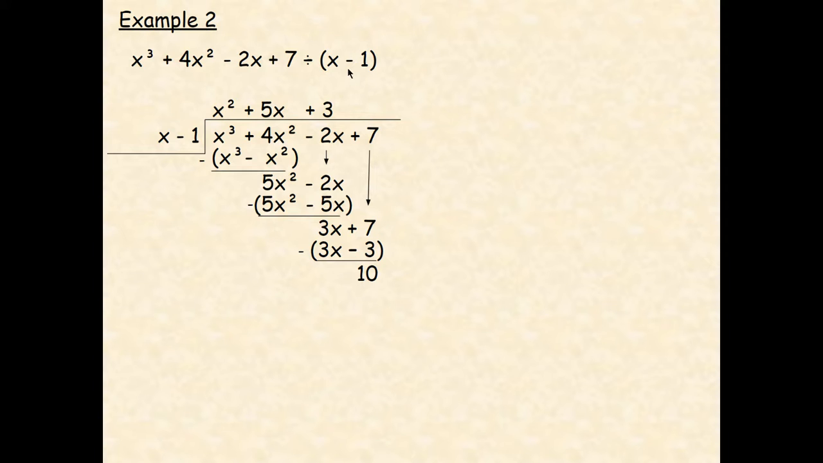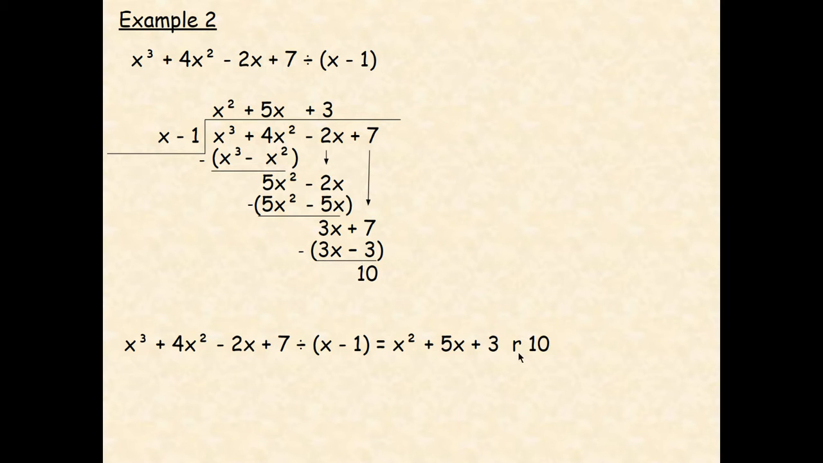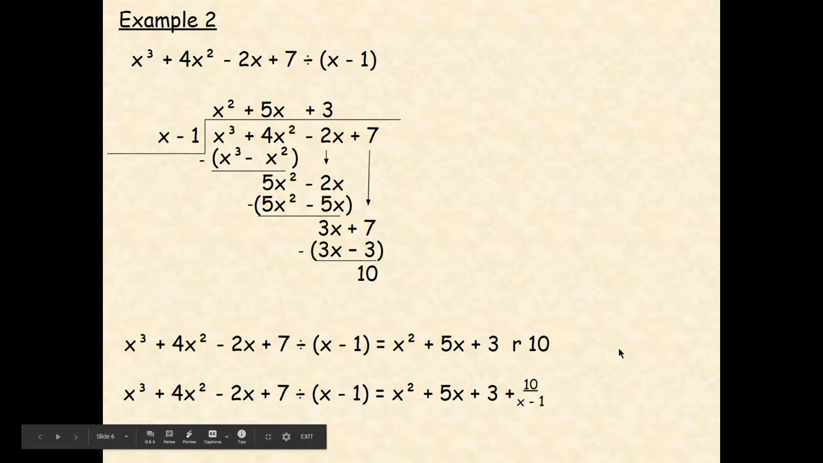Thankfully, had we just substituted 1 into that using our remainder theorem, we could have saved ourselves all that time. But I'm just wanting you to see the long process for building up to being able to divide by things that are not linear. So we've got a remainder of 10, and as I did with the numerical example, that 10 goes over your divisor to make a fraction, so that could be 10 over x minus 1.